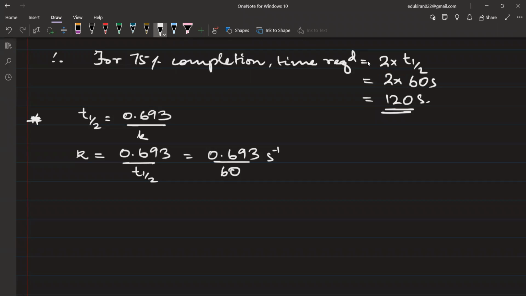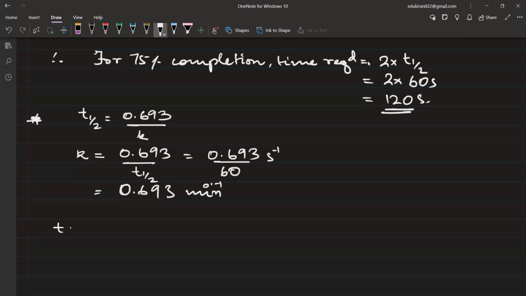Now what I'm going to do, rather than keeping it per second, let's do it per minute, and later we will multiply it by 60, since dividing would be a little difficult. I can also write this as 0.693 per 60 seconds, so let's make it 1 minute. It will be minute inverse, right, 0.693 minute inverse.